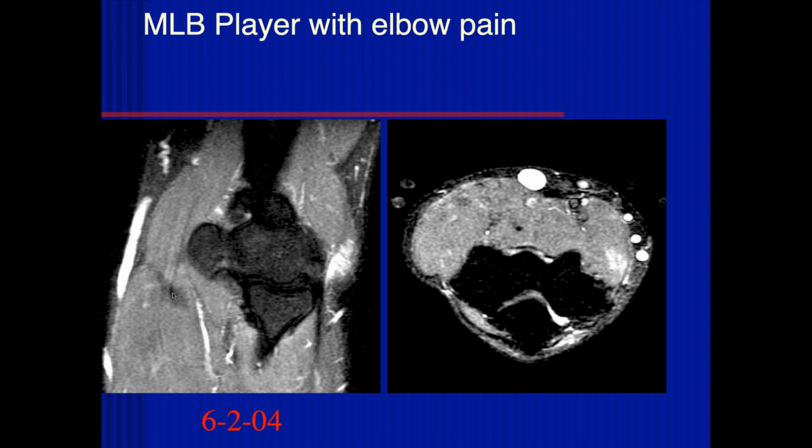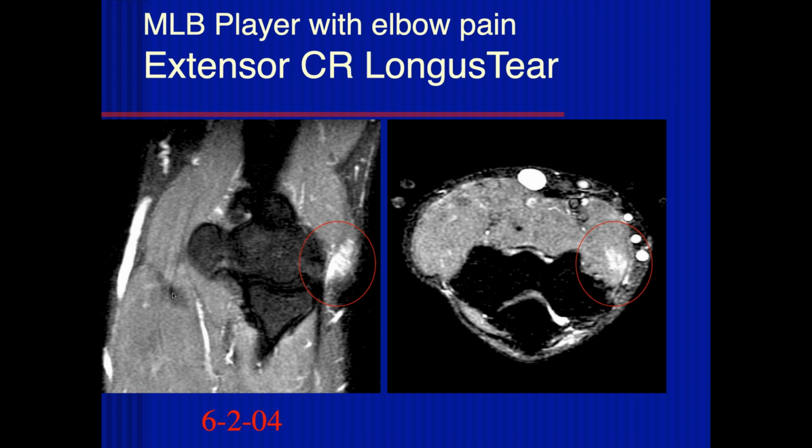All right, this is a Major League Baseball player with elbow pain, and now we're here at the lateral side of the elbow. So it looks like a strain of the extensor muscles. It could be the extensor carpi radialis brevis or longus.